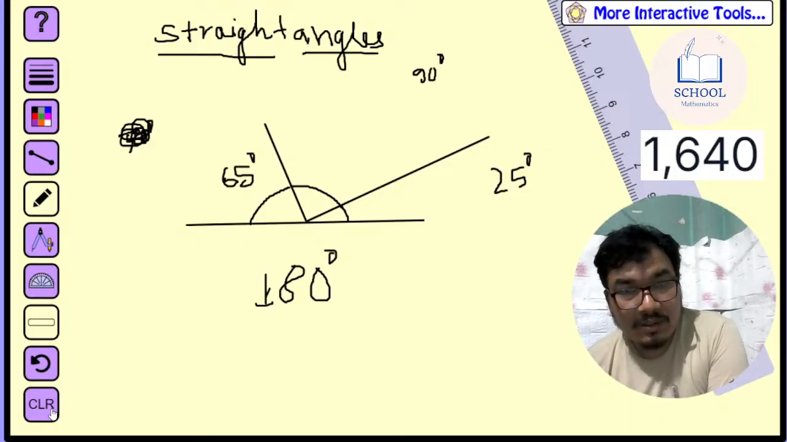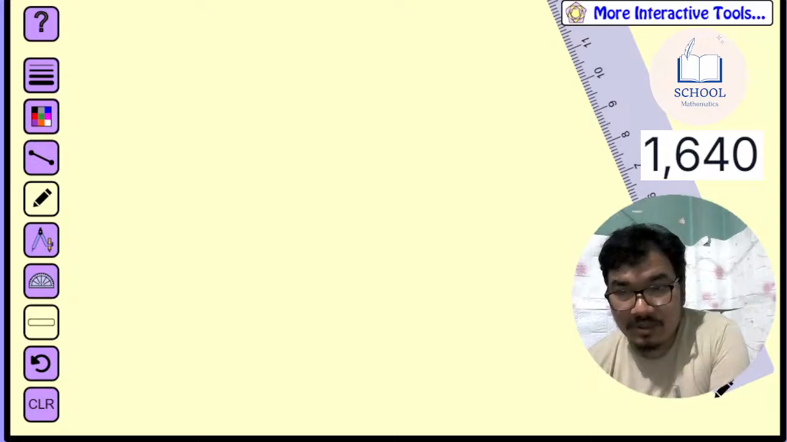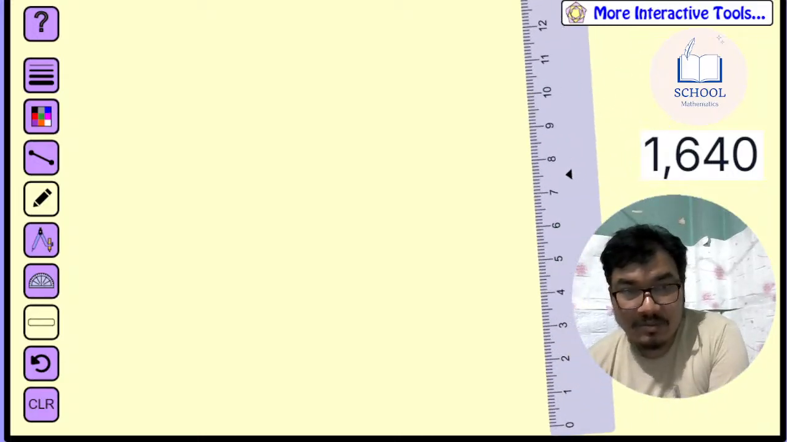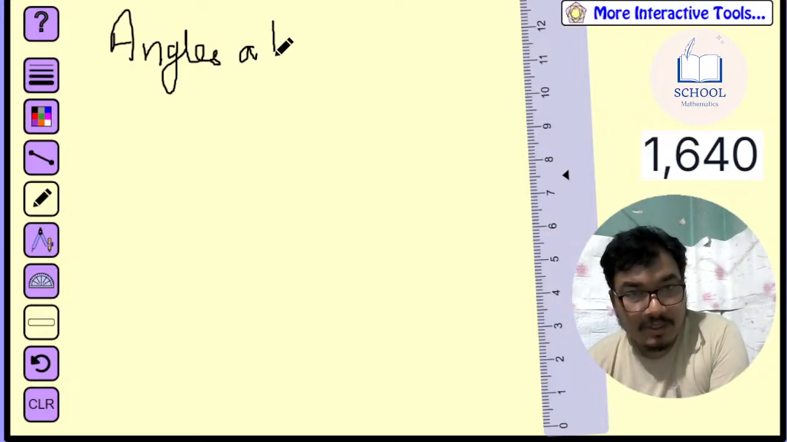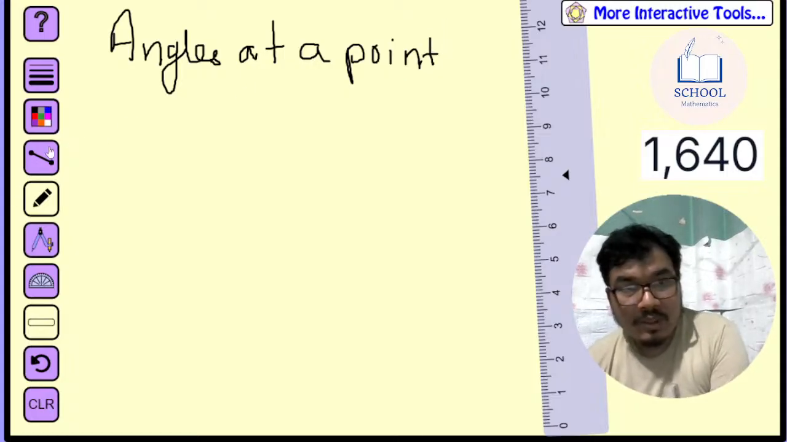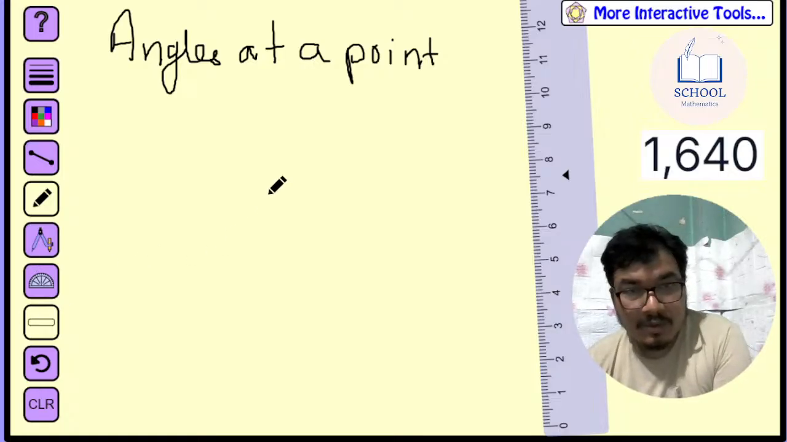This I want to clear, that is angles at a point. Angles at a point means what type of angles? Okay, see here, the topic is angles at a point. Okay, angles at a point, right here, at a point. And for this location, take one point here. Okay, take one point here.